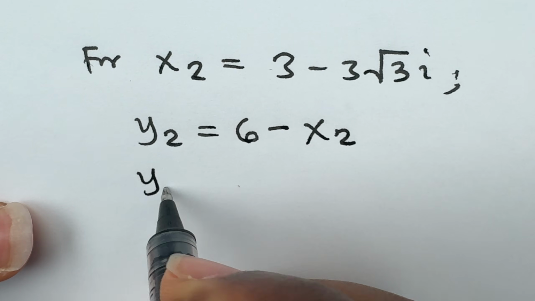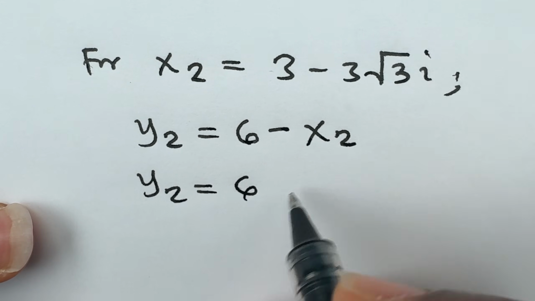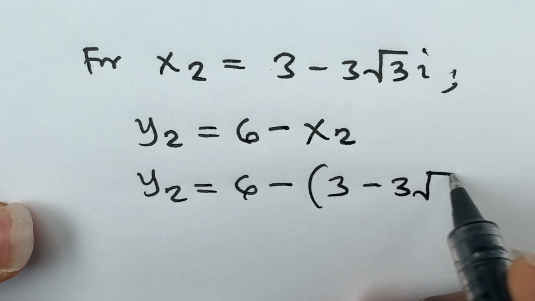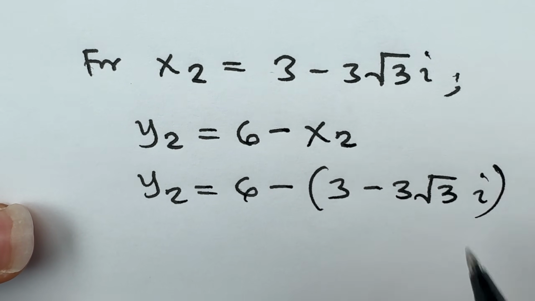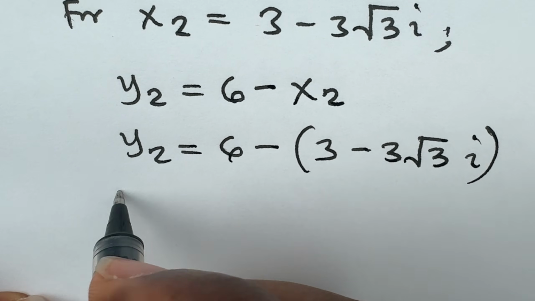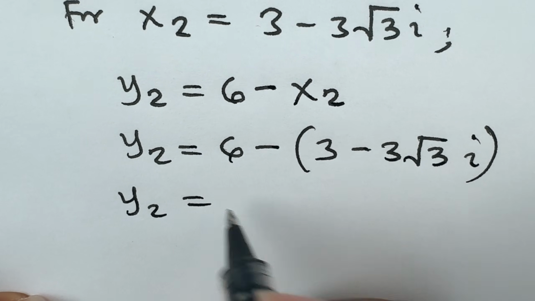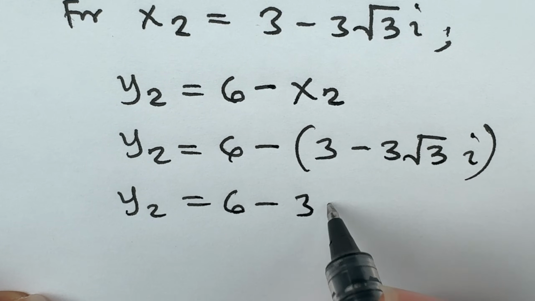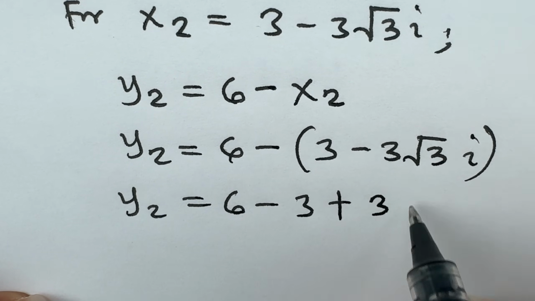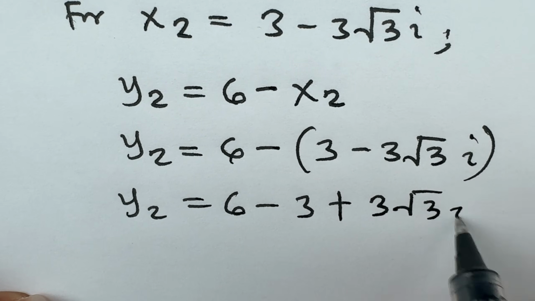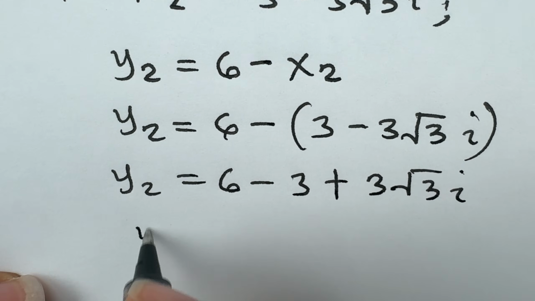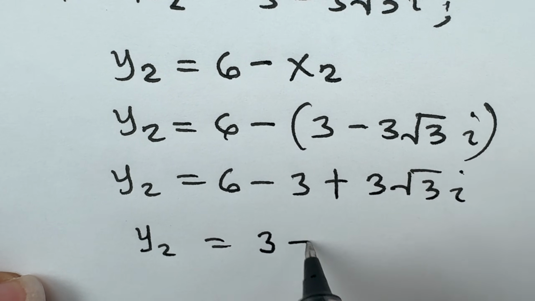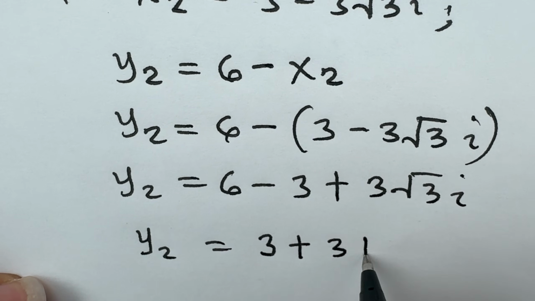So we have y2 is equal to 6 minus, 3 minus 3 root 3i, giving us y2 is equal to 6 minus 3, minus times minus is plus, then 3 root 3i. So y2 is equal to 6 minus 3 is 3, then plus 3 root 3i.